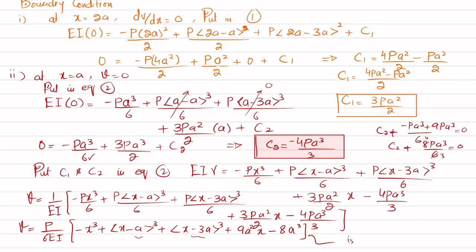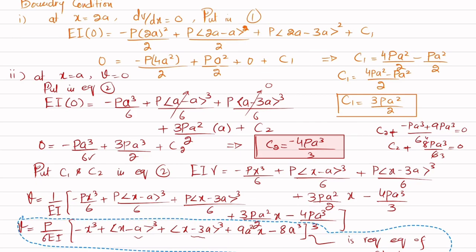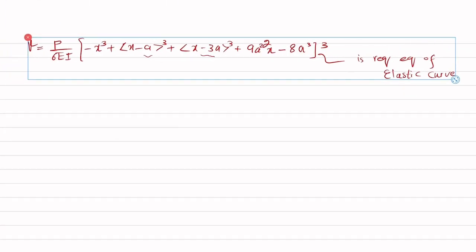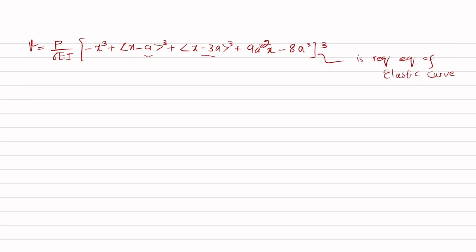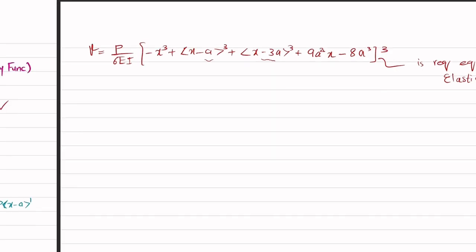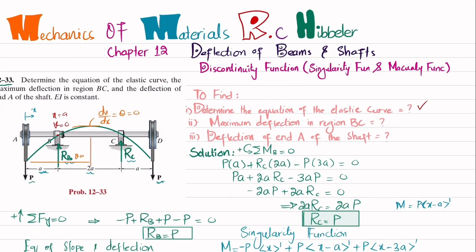So this is the required equation of elastic curve, which is the first part. Now, if we copy this equation and paste it on the next page, this will be the required equation. So this is 9a squared x. Now in the second part, it is being asked to find the maximum deflection in region BC.